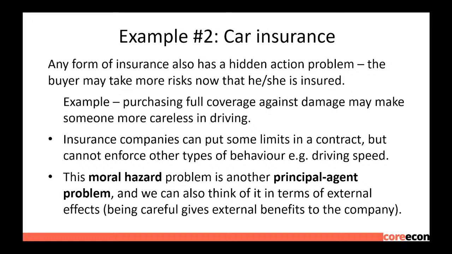You might speed more because you know that if you are in an accident, you're not going to be asked to pay the premium. Insurance companies can put some limits, of course, in a contract, but again, you cannot specify everything, and certainly you cannot enforce certain types of behavior, such as speeding. This is known as the moral hazard problem, which is another form of a more general class of problems known as principal agents. Whenever there's imperfect monitoring, so the employer-employee situation is also a principal agent, the principal being the firm, the agent being the employee, and the action being the effort put in the work task, which is not fully observable. You can think of this problem in terms of externalities as well, right? Being careful, being a good driver, gives external benefits to the company, right?